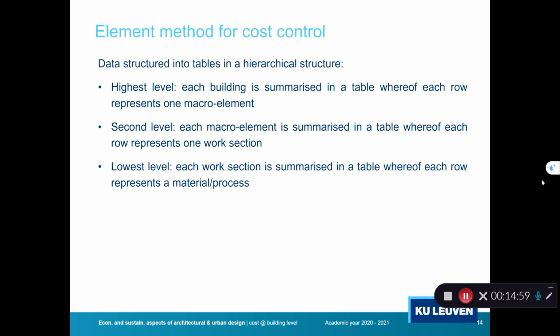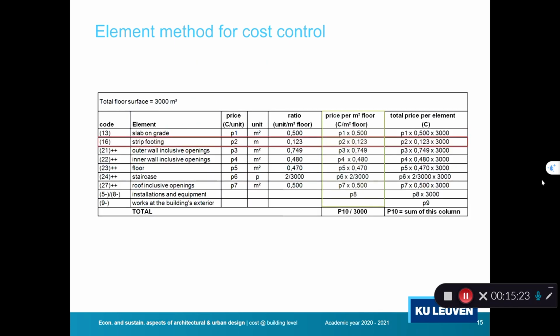So when we estimate the cost of a building, what we do is we structure the data in tables at the highest level. Very early in the design phase, we have a building cost calculated in a table where each row of the table represents one macro element. I'll come back to this slide, but I first go to the next to show this. So here what we have is such a table. This is the cost estimate of a building. I have the different codes, so the different macro elements that I'm looking at. I have the different descriptions.